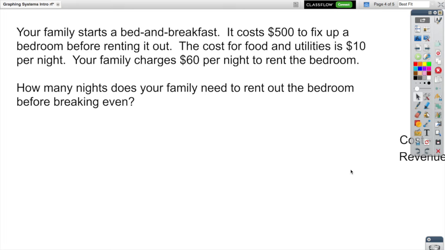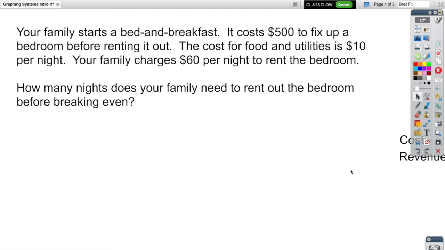All right, let's take a look at an example where we actually apply this idea of systems of equations. So let's say your family starts a bed and breakfast. But before you get your business started, it costs $500 to fix up a bedroom before you start renting it out. And then once you get up and running, the cost for food and utilities, electricity, water, is $10 per night. And who you rent to, though, your family charges $60 per night to rent the bedroom.